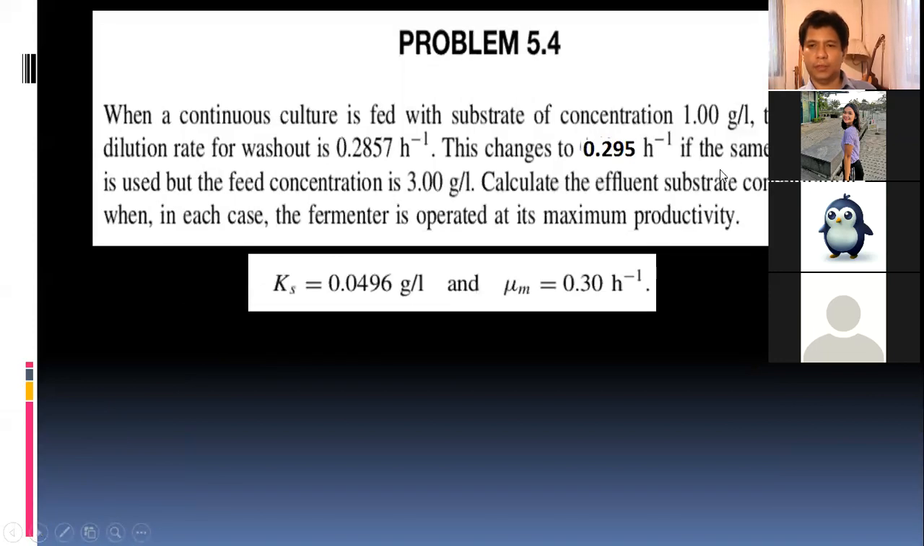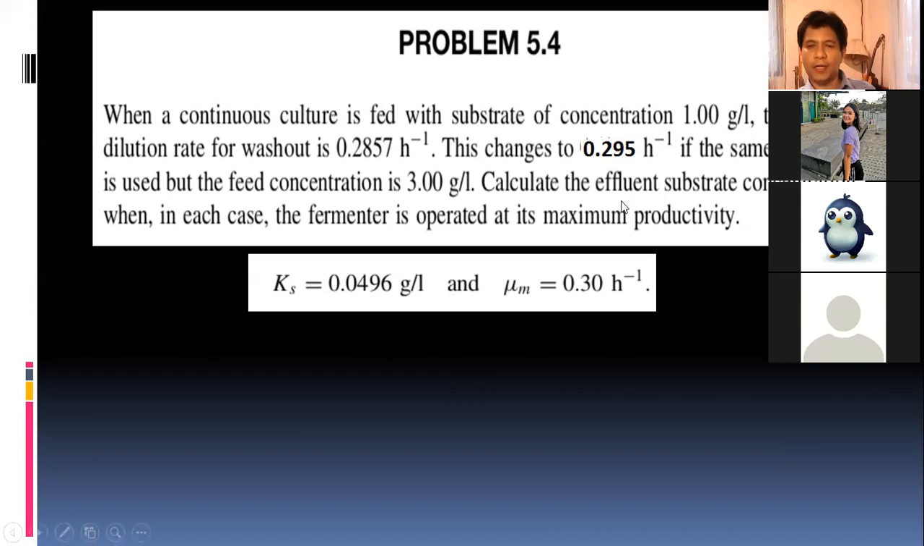Okay, so let's try to solve this problem. Babasa niyo naman yung buong problem. So this is problem 5.4 from Folsom, no? When a continuous culture is fed with substrate concentration of 1 gram per liter, the critical dilution rate for washout is 0.2857 per hour. This changes to 0.295 per hour if the same organism is used, but the feed concentration is 3 grams per liter. Okay? So calculate the effluent substrate concentration when, in its case, the fermenter is operated at its maximum productivity.